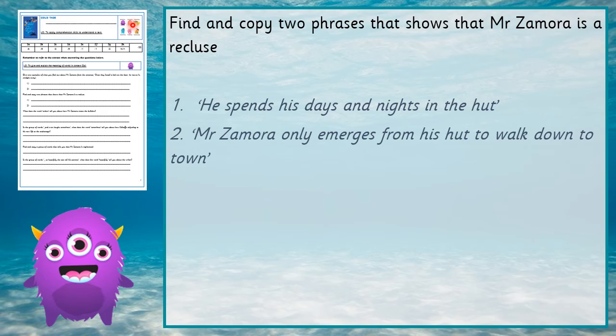his days and nights in the hut, so he's got no real contact, he's not communicating with anybody, he's in there by himself. And then number 2, Mr. Zamora only emerges from his hut to walk down to town. So there are 2 examples there that show you that he likes to keep himself to himself, and he avoids any social interaction with anybody else. He tries to not speak to anybody. He likes to spend time by himself, and that is what a recluse is, avoiding that social interaction.